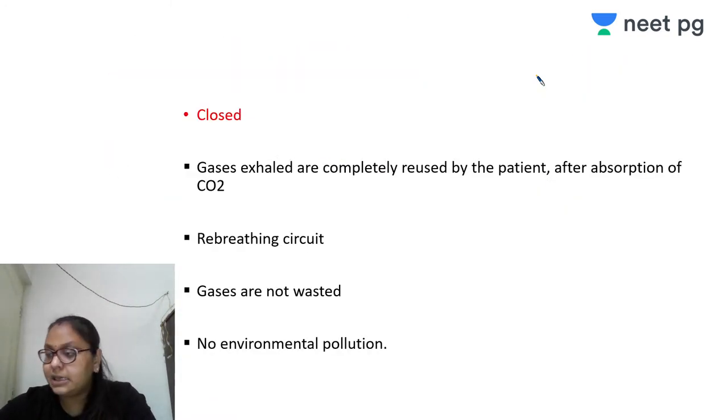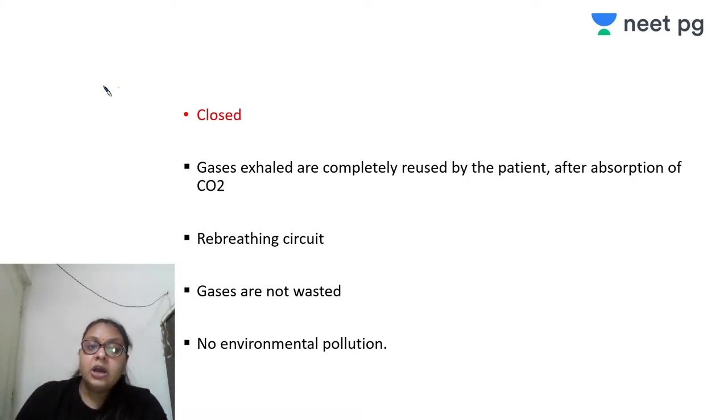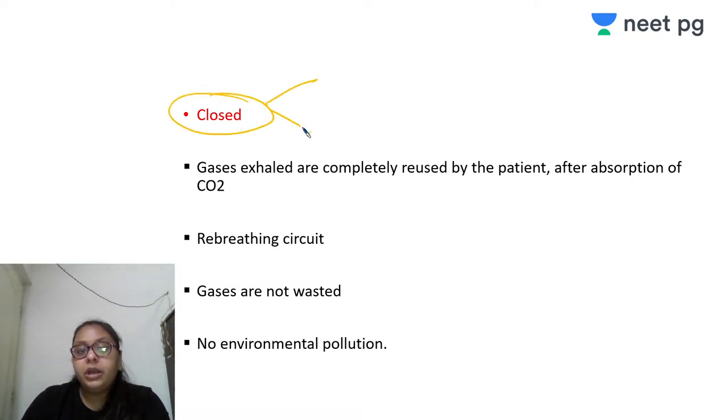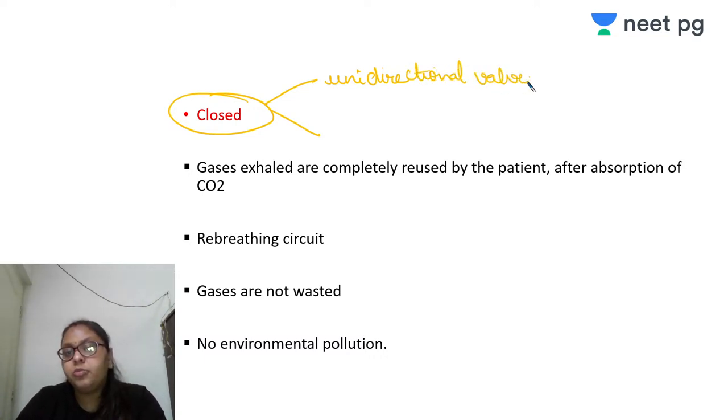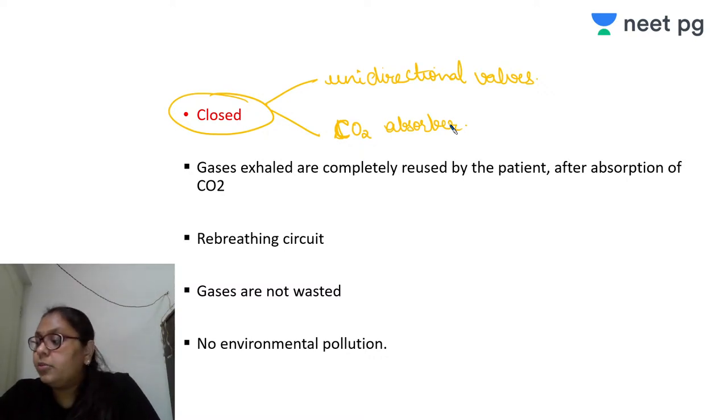I hope this topic is clear. Now these were the semi-closed circuits. Now coming to the closed circuit. Closed circuit mein the two important components of the closed circuits are, always remember, the unidirectional valves. Okay, the important components are the unidirectional valves and the carbon dioxide absorber. Okay, in the closed circuit, the most important components are the unidirectional valves and the carbon dioxide absorber.